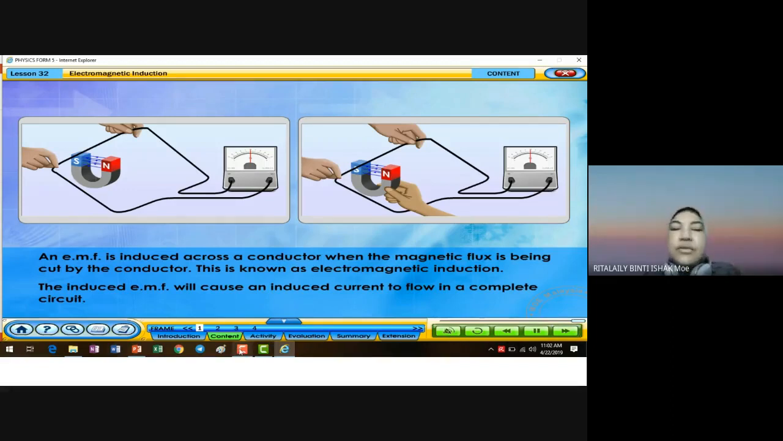Okay, so the basic here is there must be a cutting of magnetic flux in order for us to induce EMF. It's either the conductor that moves or the magnet that moves. There has to be a relative motion, no matter whether it is the conductor or the magnet that moves. But if the conductor and magnet move together, there is no cutting of magnetic field, so no EMF is induced.